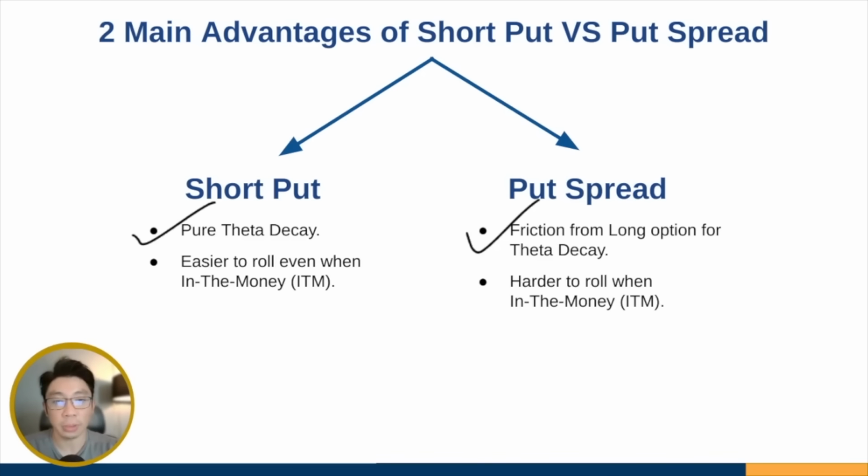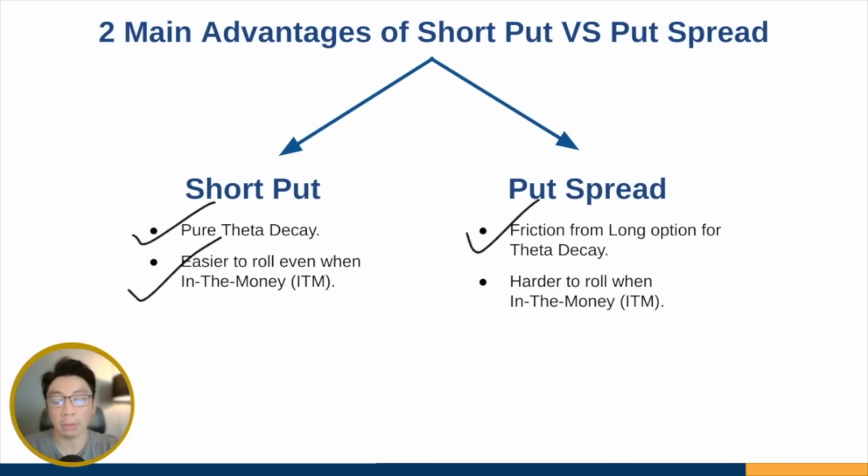Because you have the short option as well as the long option, as you're going to buy a further out of the money long put. So when you have that long put option, the theta decay is not going to be as quick as compared to the short put. And the other advantage is that it's easier to roll even when it's in the money. So one thing you will find is that with a short put, even though it's in the money, you can actually still roll it, right?